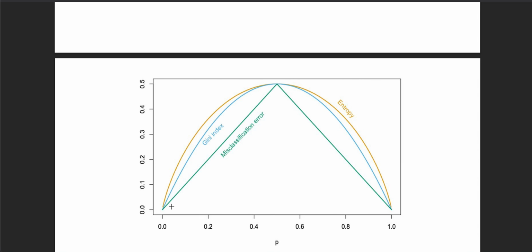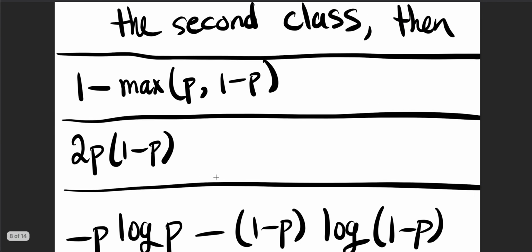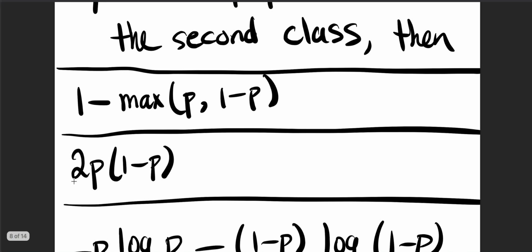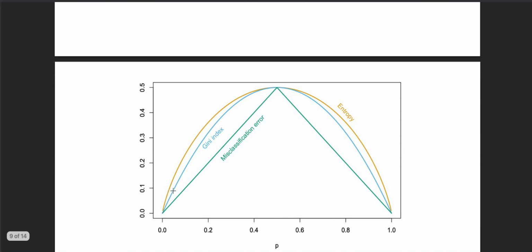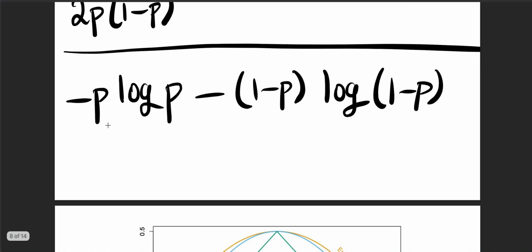So this green broken line is just plotting 1 minus max of p and 1 minus p as a function of p. The Gini index becomes 2p times 1 minus p, which comes out like this blue one. And then the cross entropy becomes negative p log p minus 1 minus p log 1 minus p.